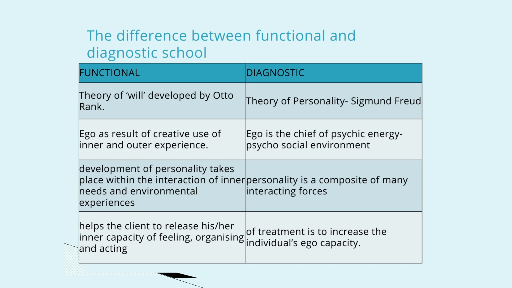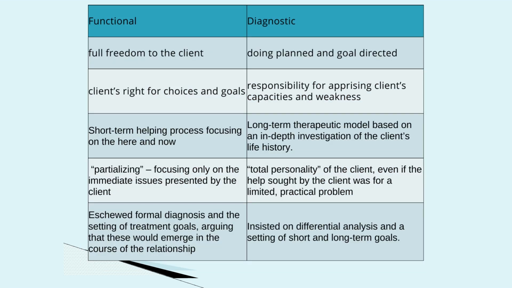The functional school also believes that the development of personality takes place through the interaction of internal needs and environmental experiences, but such an interaction takes place and is directed by the human being's inborn will, individual development and autonomy. In the functional school, the ego is a result of the creative use of inner and outer experiences through the will, and is not a product of the interaction of inner and outer forces.